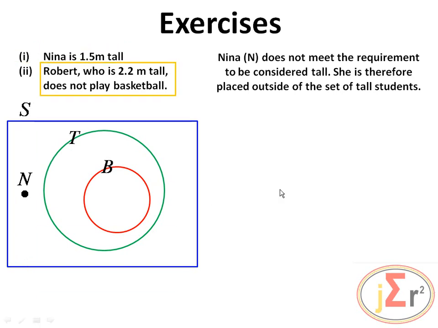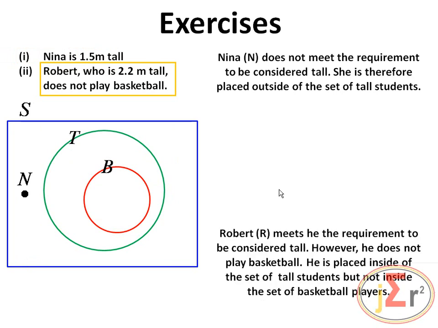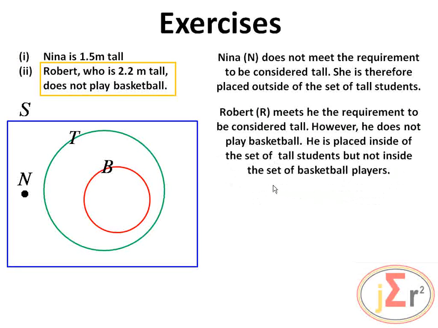Robert, who is 2.2 meters tall, does not play basketball. So Robert meets the requirement to be considered tall. However, he does not play basketball. He is placed inside of the set of tall students, but not inside the set of basketball players. So there is where Robert has to be, inside of the set of tall students, but not inside of the set of basketball players.